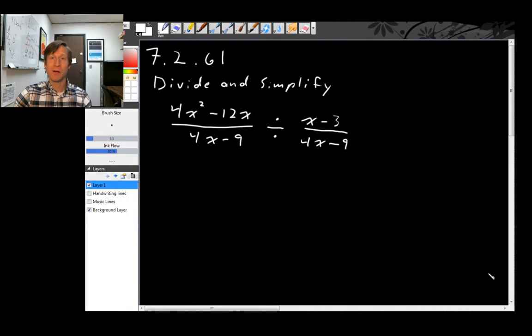Here's a solution to problem 7.2.61 from Rockswold's algebra. So the problem is divide and simplify these two rational expressions.